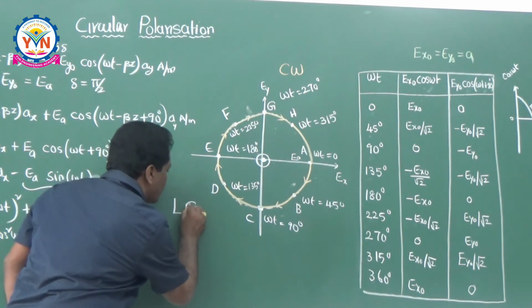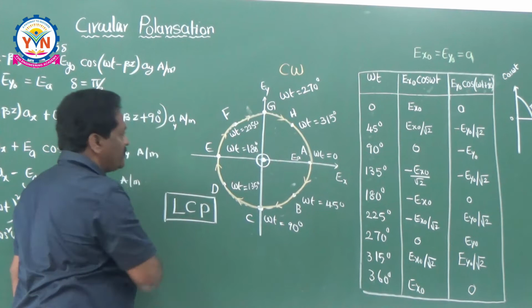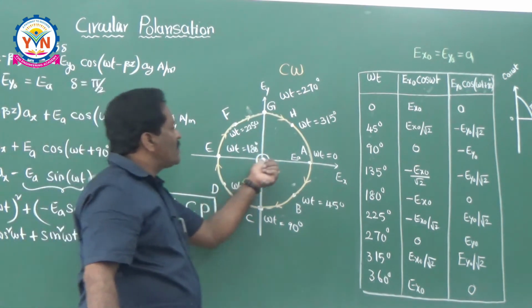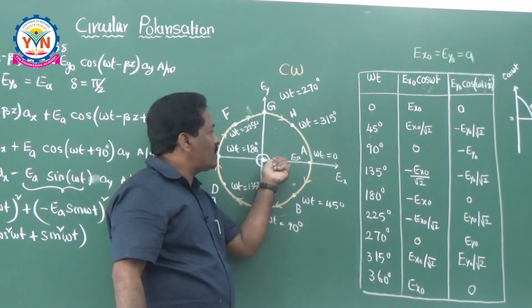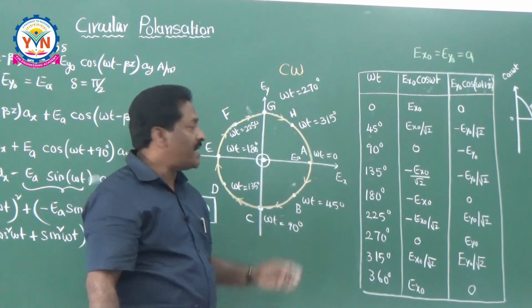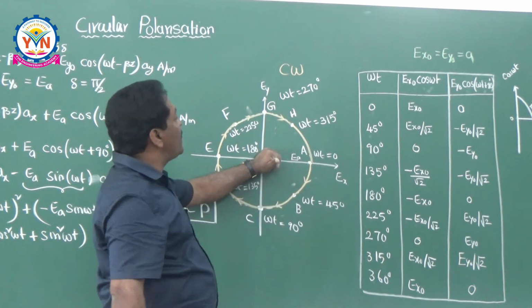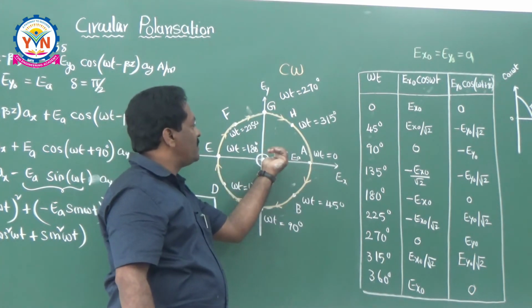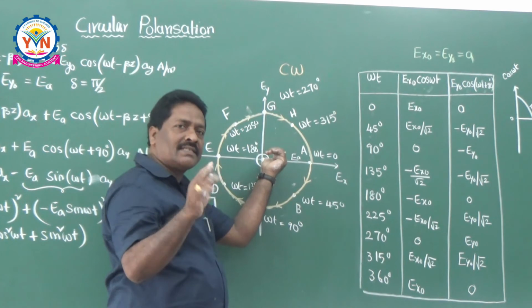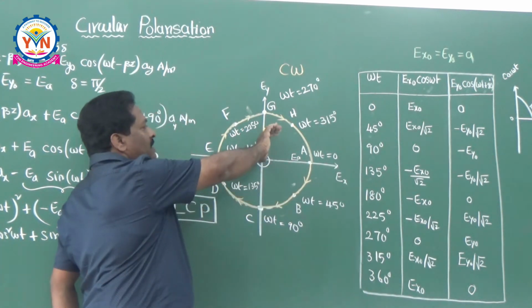Left hand LCP. Left hand circular polarization, I can say. Suppose the direction of propagation is reversed. The direction here is the Z direction, positive Z. If the direction is reversed, then the left hand is not at all justifying this. Then it will be like this.